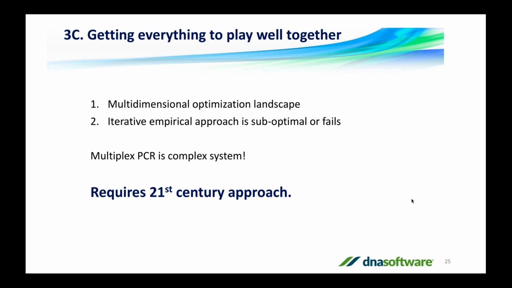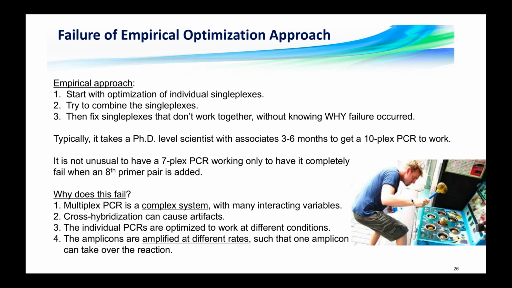All right, let's take a look for a moment at the empirical approach that most researchers resort to, mainly because they don't have any other alternative. The first approach is the empirical approach. So they say, all right, let's start with optimization of individual singleplexes. Let's make primers for each one of our individual targets. Then we'll try to combine the singleplexes into smaller multiplexes, successively making the multiplex larger and larger. And as we make the multiplex larger, when we see a problem, we'll fix the singleplex that doesn't play well together. And this is a one-dimensional search at a time.